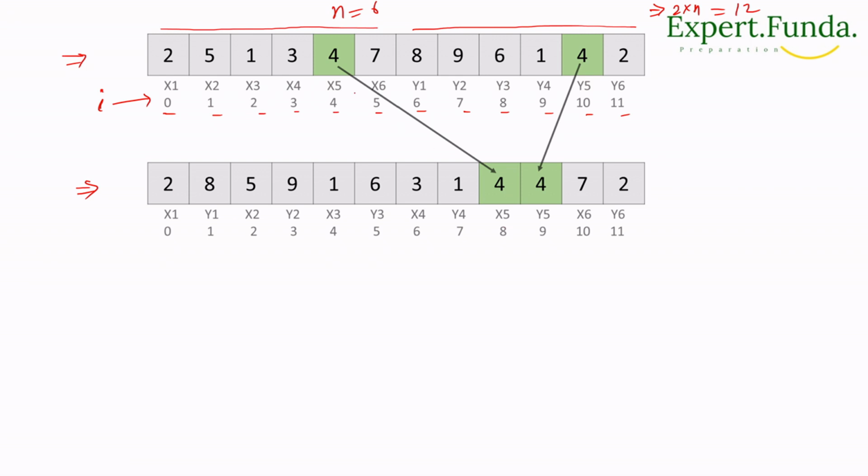So we are choosing x5 and y5, right? So x5 is at this position, and y5 is at this position. So the indices are 4 and 10, correct? So how will we choose these indices? That is the question.